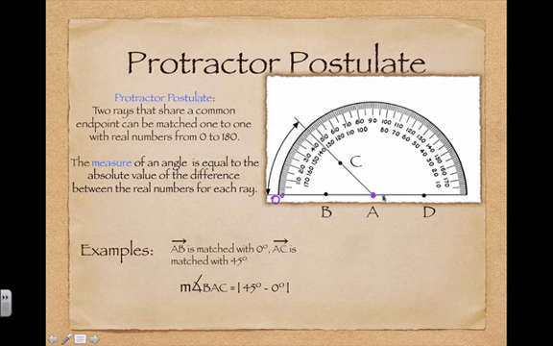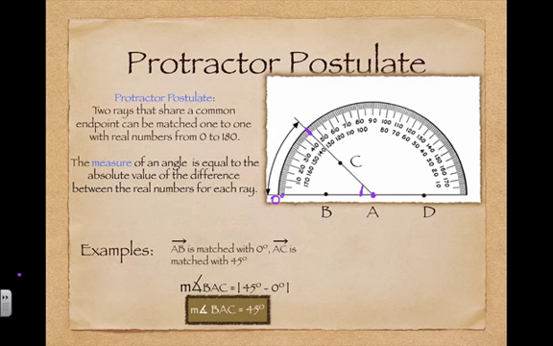And ray AC is matched up with 45. If we take a look right here, we see that this is halfway between 40 and 50. So now we can find the measure of angle BAC, which is this angle right here, by subtracting these two numbers, 45 degrees minus 0 degrees, which gives us the measure of angle BAC is 45 degrees.